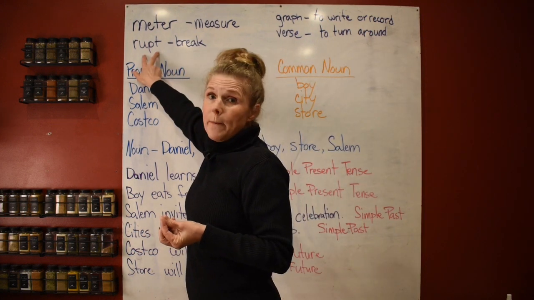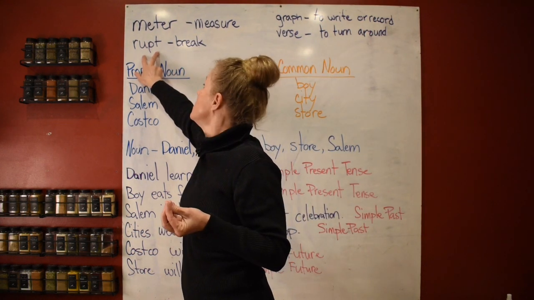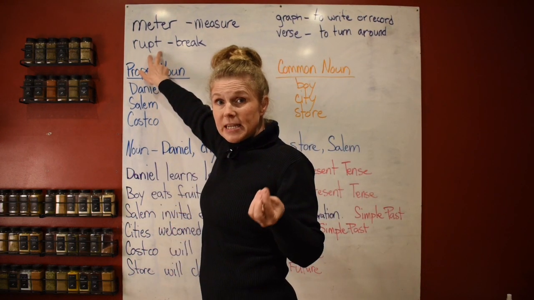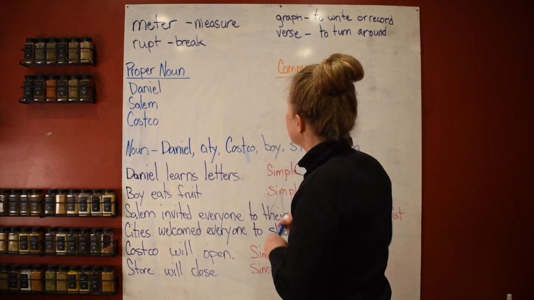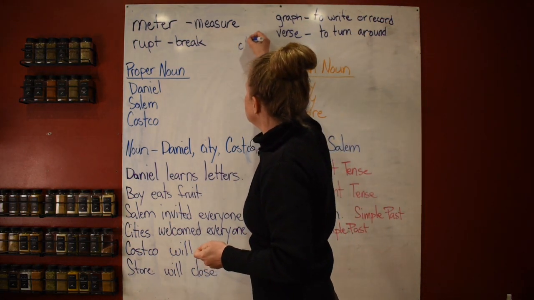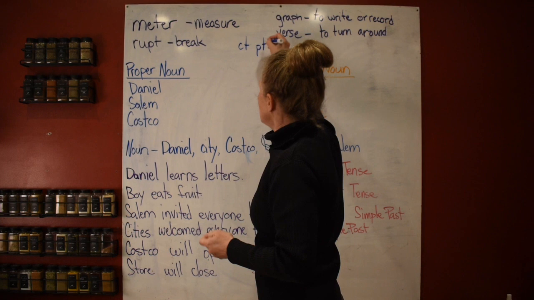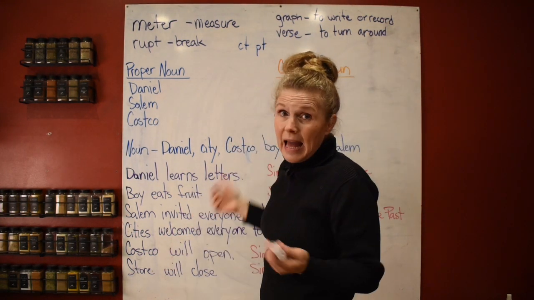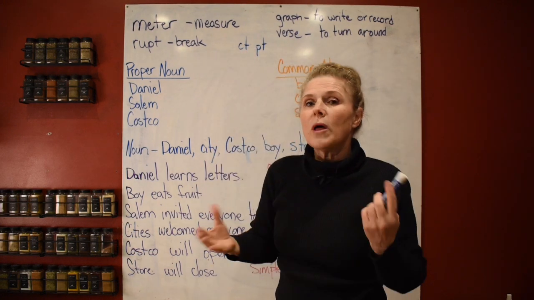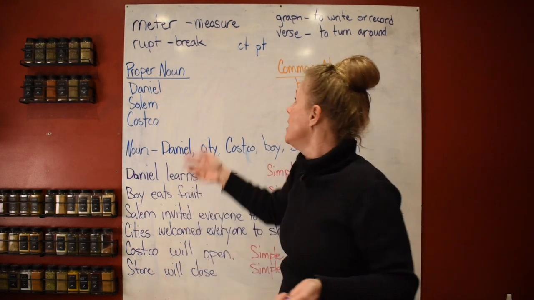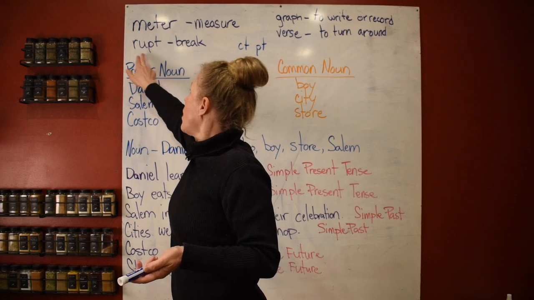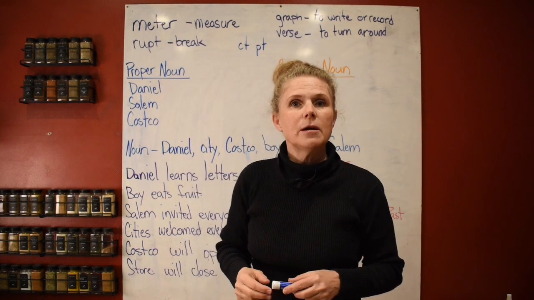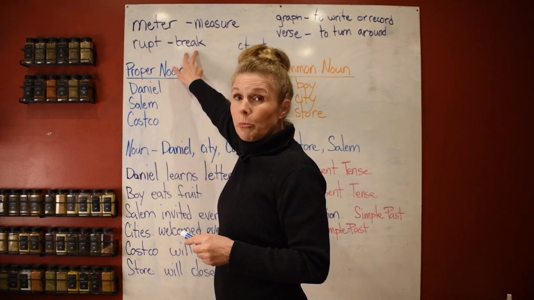Now this rupt is a Latin root. And how we know that is because it ends in a PT. So if you see anything that ends in a CT or a PT, you know it's Latin. Now there's lots of other words that will be Latin that won't do that. But that is one thing that will help you identify that this is Latin. Rupt, that's how you say it. Rupt means to break.